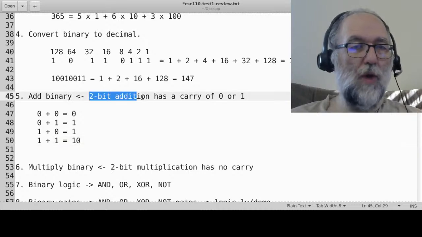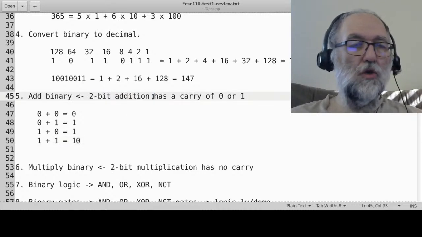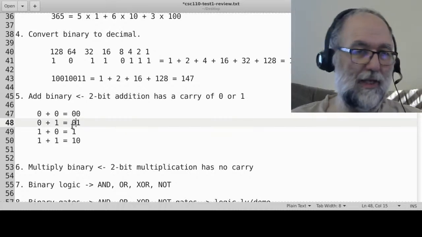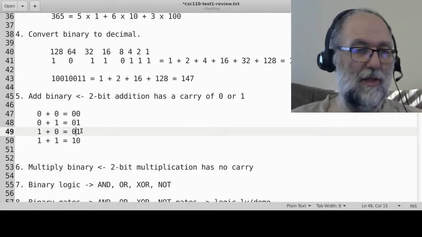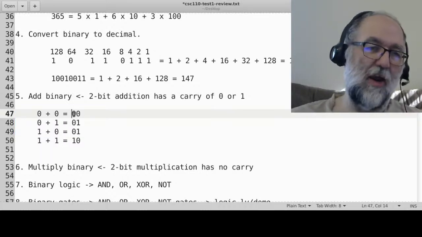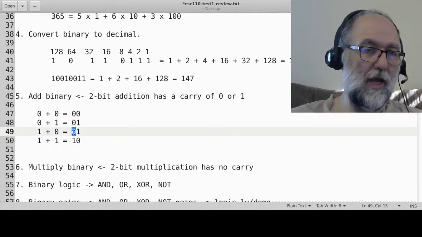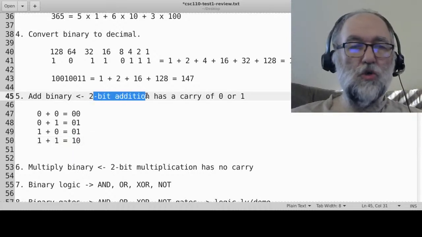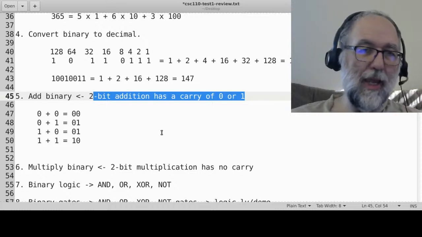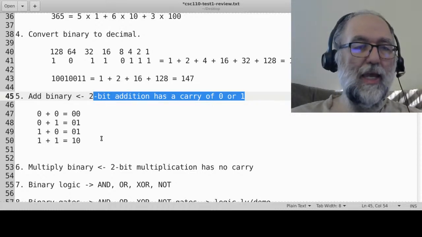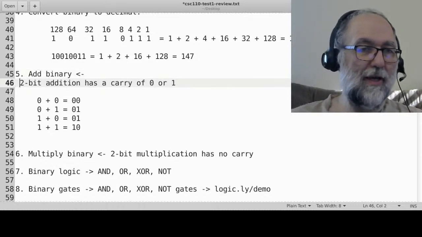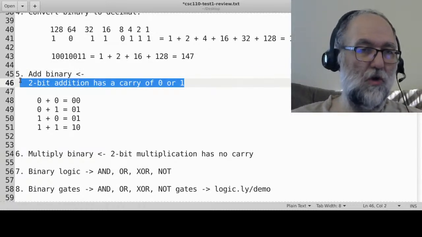So when you add 2 bits, you can either have a carry of 0. Actually, let me write in the carries there. Usually we don't write the leading carry, but I'll put them in there. For the first 3, there's no carry, or a carry of 0, you could say. And then there's a carry of 1. So whenever you do 2-bit addition, you can either have a carry of 0 or a carry of 1, and you just have to keep that in mind.